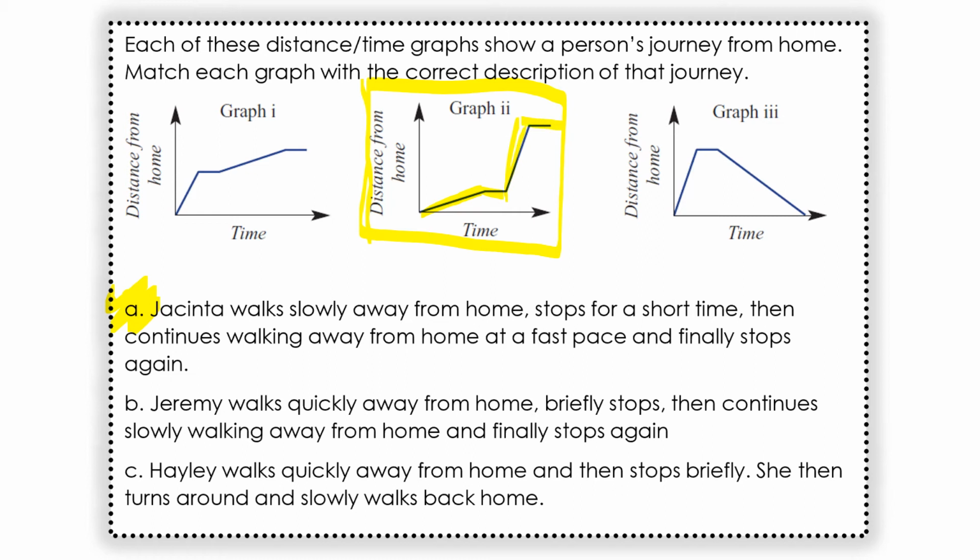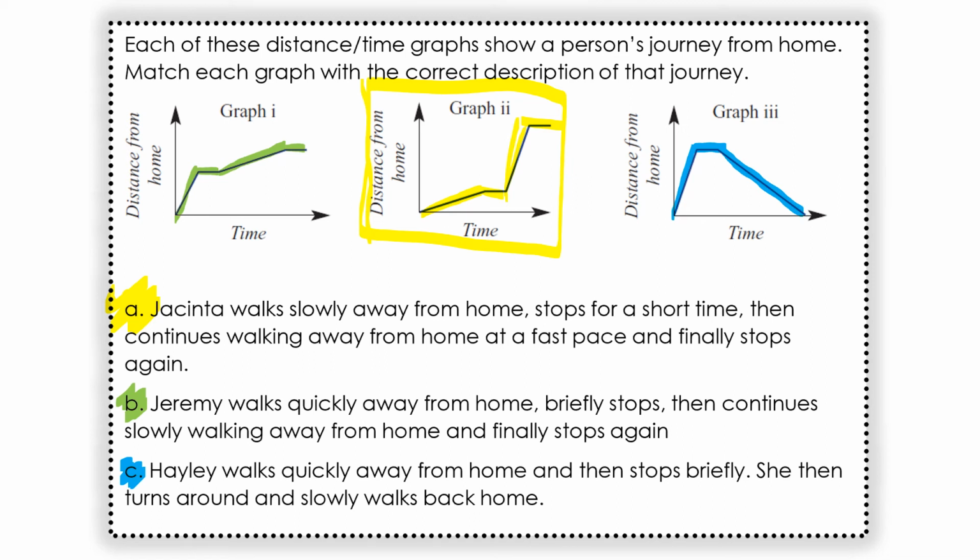Okay, example 2, B. Jeremy walks quickly away from home, briefly stops, then continues walking slowly away from home and stops again. So quickly is a steep incline, so either of them can start, stops, walks slowly further away from home, and then stops again. So that means hopefully the last one, C, is our final graph. Haley walks quickly away from home, that's looking good to start, then stops briefly, quick stop. She then turns around and walks back home.